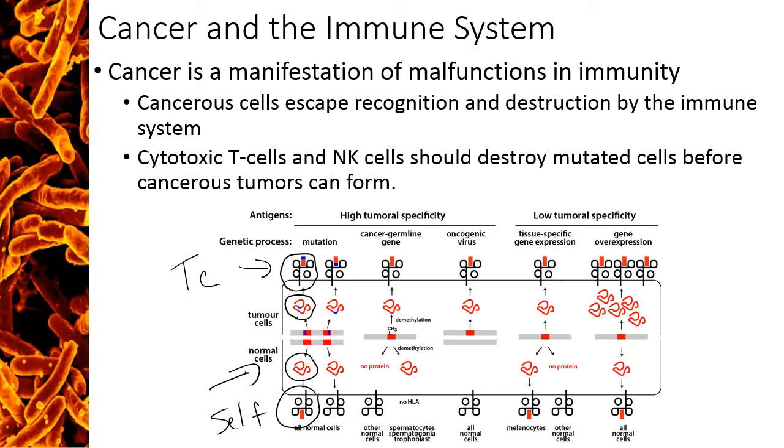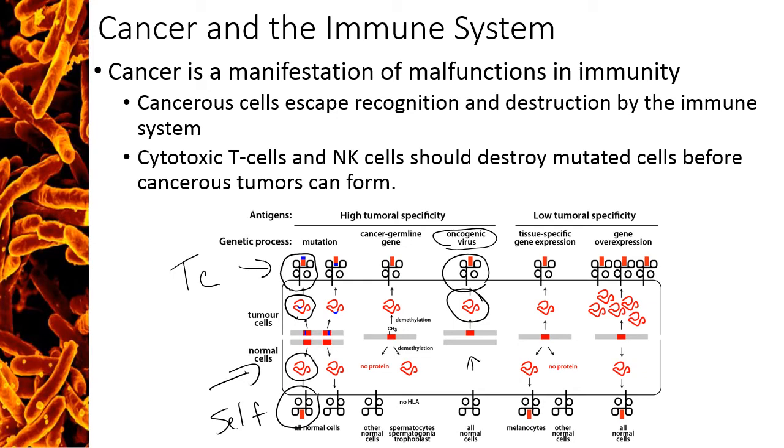Other ones that are what we consider high tumor specificity, which means they usually are recognized, are if you have what's called an oncogenic virus. Some cancers are actually caused by a viral infection because the virus in the genome has genes that can make it cancerous. Things like cervical cancer is caused by the human papillomavirus infection. In that case, your normal cell doesn't have the gene because it doesn't have the virus infection. Your infected cell makes the protein. That protein is expressed and again recognized by the immune system.